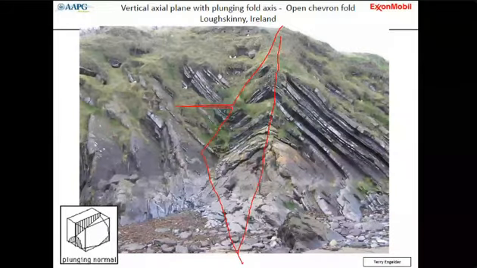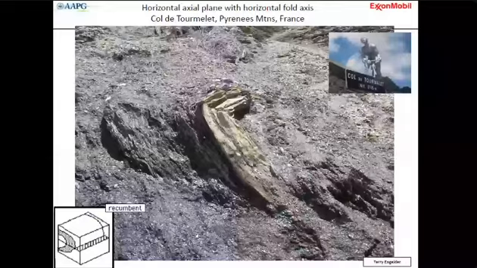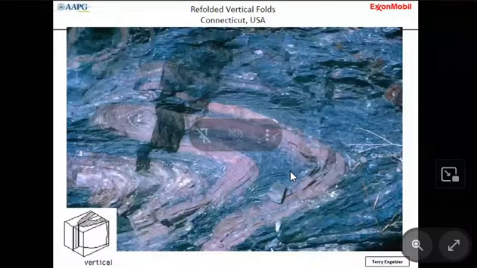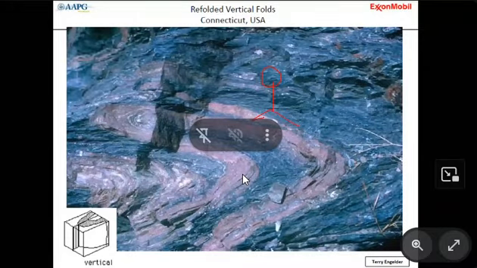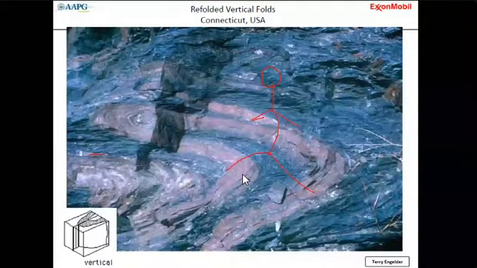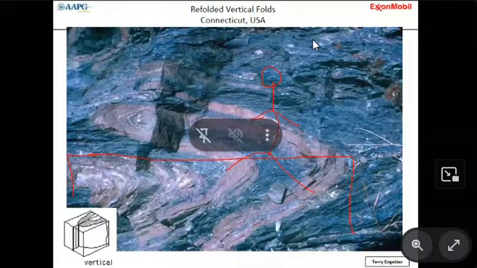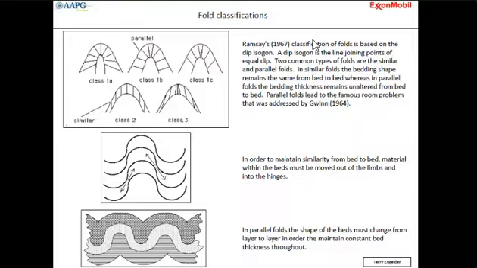And then for this one, it looks like the axial plane is now what? Horizontal, no longer vertical. So this is a recumbent fold, and then this is a vertical fold. Look at the axial plane of this fold. It has been vertical. Good. The last criterion for classification is what?